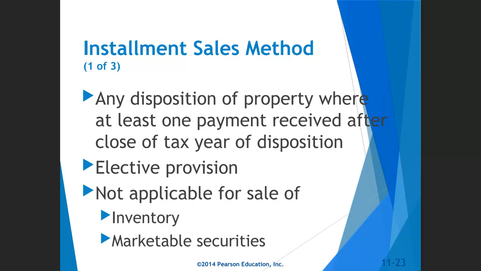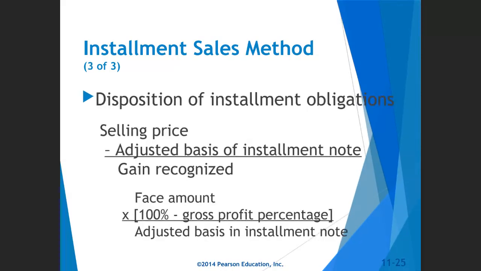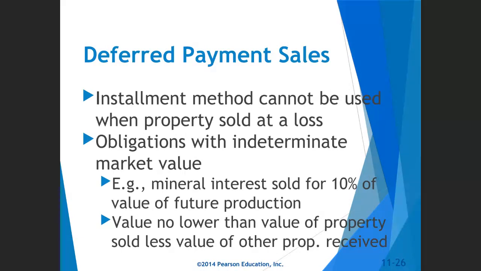So the installment method is not applicable to sales of inventory or marketable securities. Of course, the computation, as you know, under section 453 has 5 steps, starting with computing the gross profit from the sale. Take a look at it in the book. There is more explanation, going over selling price minus adjusted basis, selling expenses, the depreciation recapture, to the gross income or gross profit, etc.